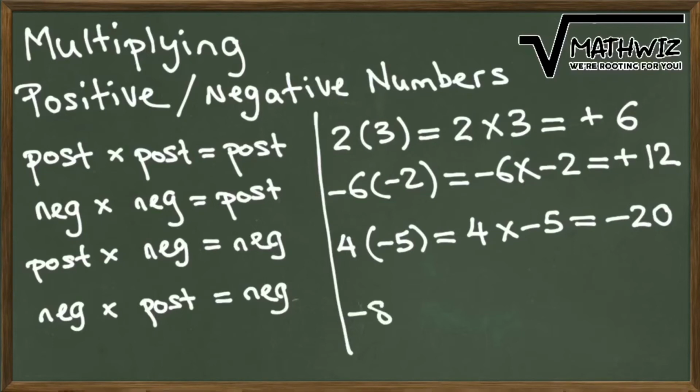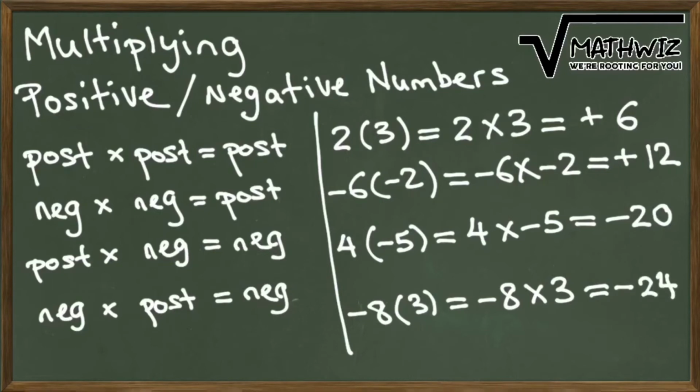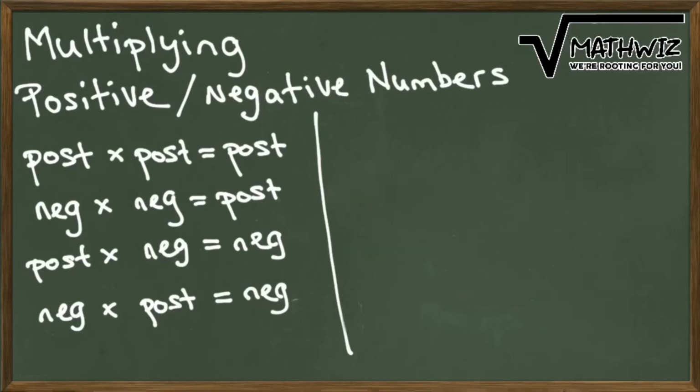All right, then let's say we had minus 8 open bracket 3. That is really saying minus 8 times positive 3. And of course, you're going to get a negative, and the 8 times 3 is 24. Okay, so I'm going to go through another set of examples, and then I will give you a few to try on your own.